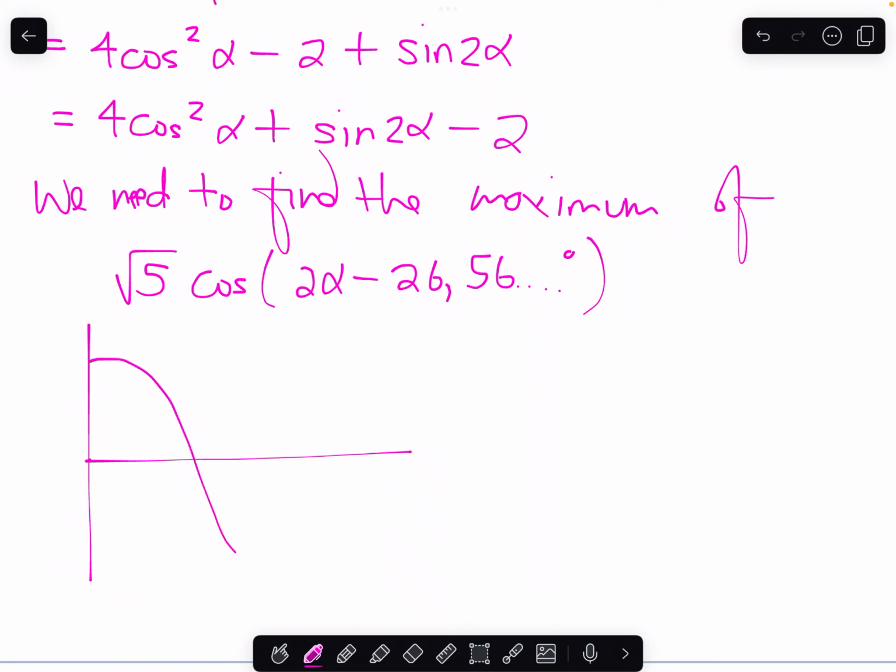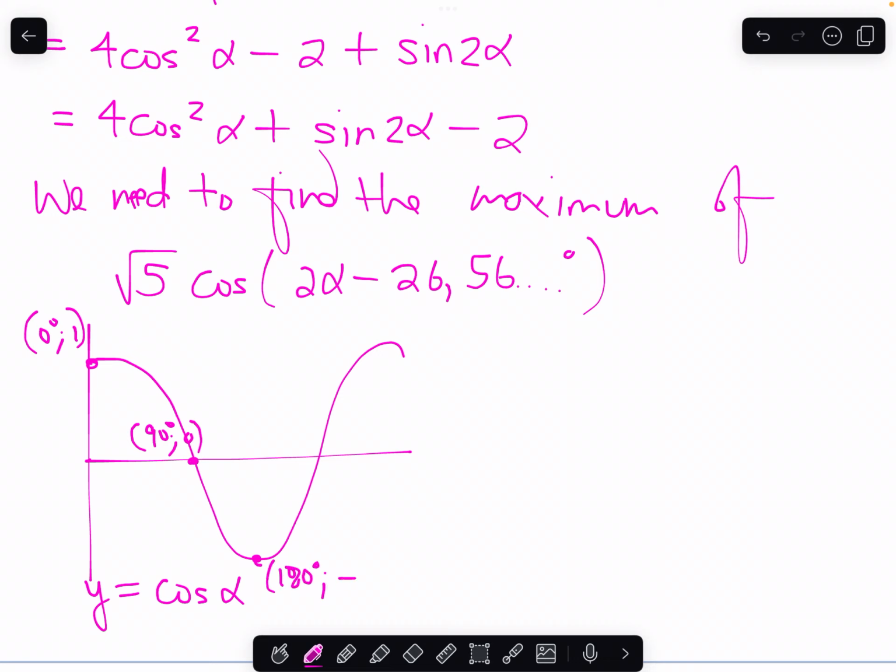with sketching my graphs is to start out with the very original graph, or in this case we're calling it alpha. Y is equal to cos alpha, right? So we have 0 degrees and 1, 90 degrees and 0, 180 degrees and -1, 270 degrees and 0, and then 360 degrees and 1. Okay, and now I like to apply the transformations to each of these points.